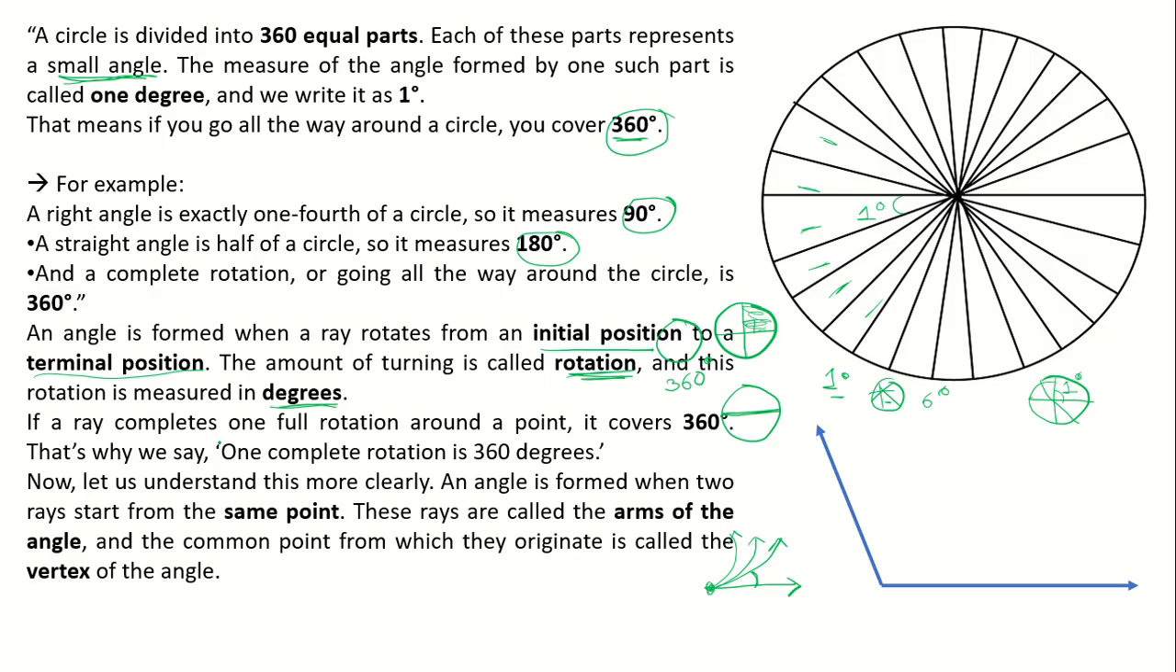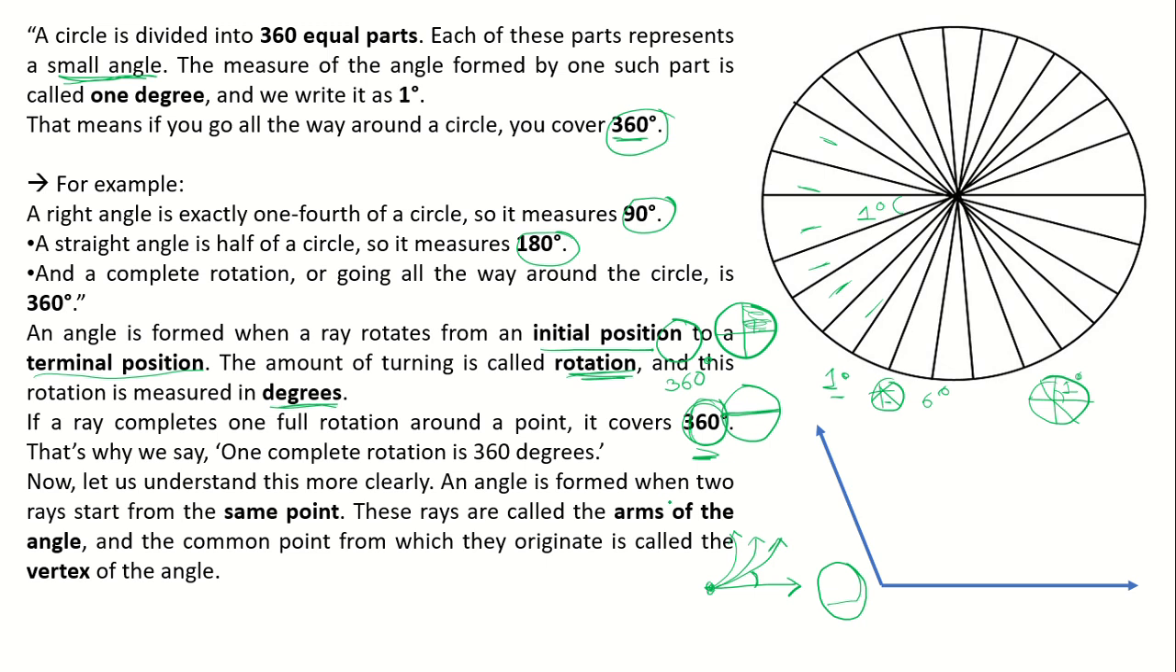Now, if a ray completes one full rotation around a point, it covers 360 degrees. This is a ray; if it covers the whole rotation, how many degrees will it measure? It will measure 360 degrees. So, one full circle equals 360 degrees.